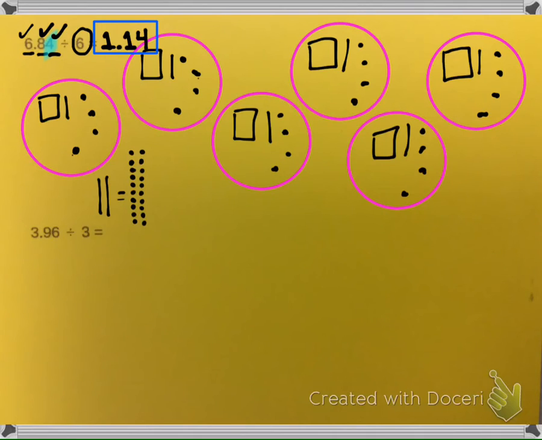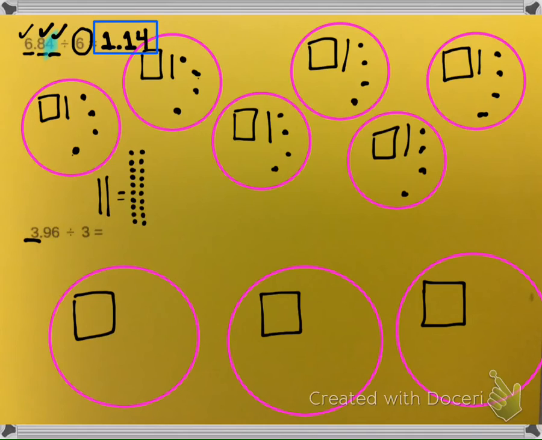The second problem on that same side of the page calls for 3 groups. And I'm going to have 3 wholes, so each group ends up with 1 whole. Then I have 9 tenths, so each group will end up with 3 tenths. And then finally I have 6 hundredths. So that means that each group will end up with 2 hundredths.